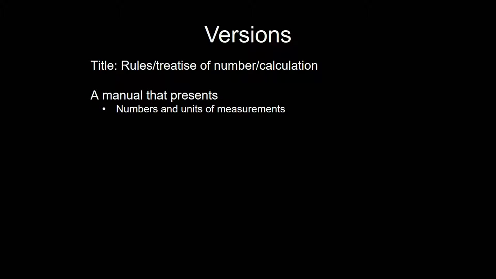So the title, Kanakkatikaram, means something like the rules of number or the treatise of calculation, something in that semantic range. And this is a manual that presents first numbers and units of measurements, and then practical or commercial or recreational problems, depending on how you like to call them. This is the low level of the practical commercial problems, nothing sophisticated, kind of the common denominator of what you find in Arabic, Chinese, European, and other medieval texts.